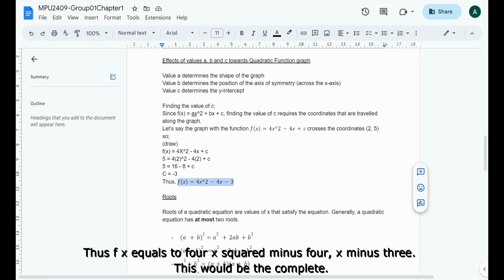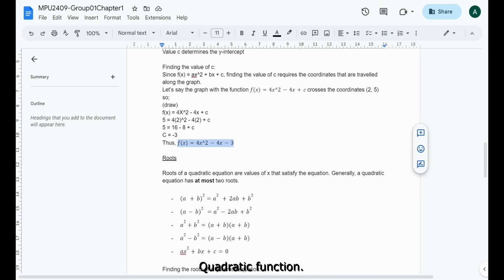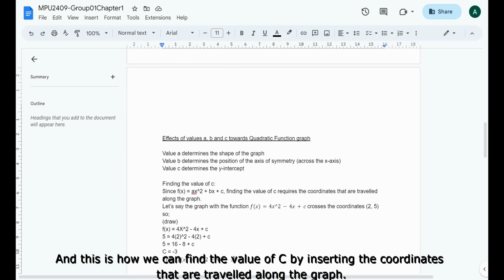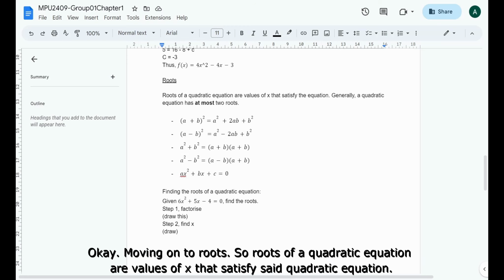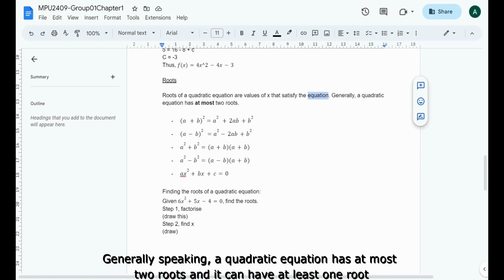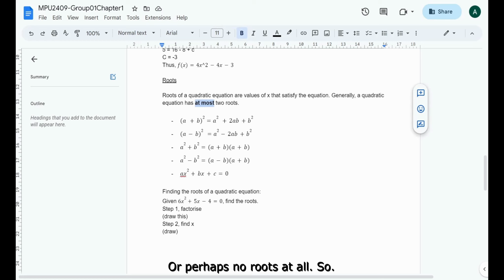This would be the complete quadratic function. And this is how we can find the value of c, by inserting the coordinates that are traveled along the graph. Okay, moving on to roots. So roots of a quadratic equation are values of x that satisfy said quadratic equation. Generally speaking, a quadratic equation has at most 2 roots, and it can have at least one root, or perhaps no roots at all.